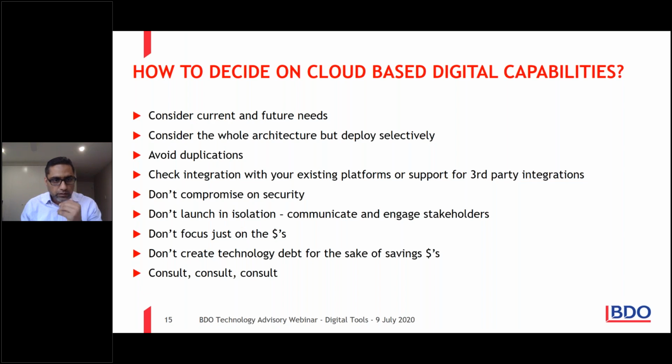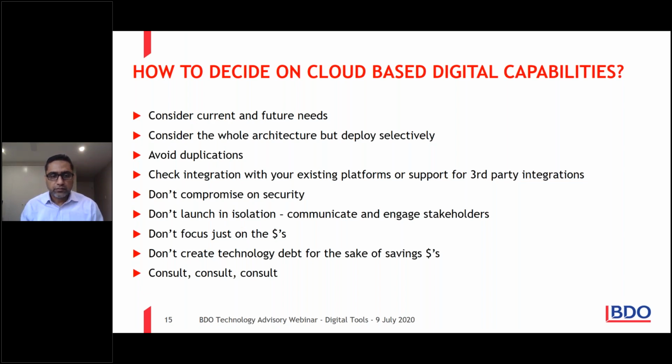Then the next one is around creating technology debt for saving dollars. You might be able to save $1 here or $1 there when you're looking at some of these digital capabilities, but in the long run, it would create more need for investment. So look at that end-to-end view, looking at both the current and the future requirements, focusing on the value equation, and that will help you minimize the technology debt just for the sake of short-term dollar benefits.